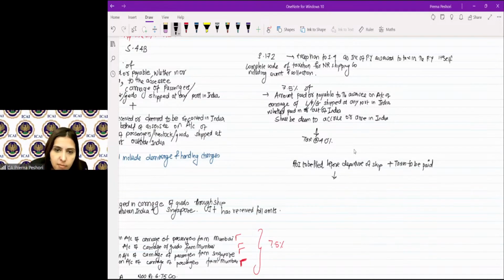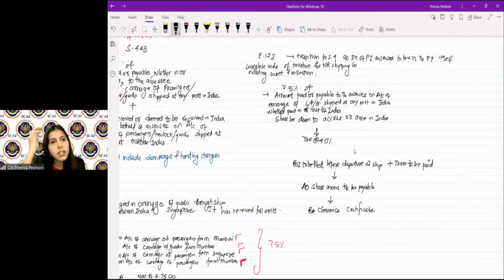So after this, the AO shall assess the tax payable and finally will give the port clearance certificate. Until the port clearance certificate is received, the ship cannot leave the Indian port. Are we clear? Yes or no? Here also, one more thing: under the 7.5% of the amount, the demurrage charges and handling charges will be included.